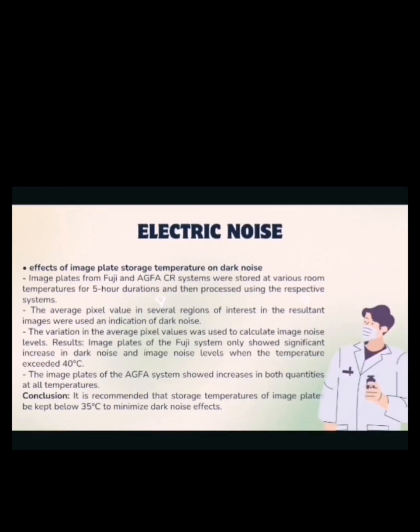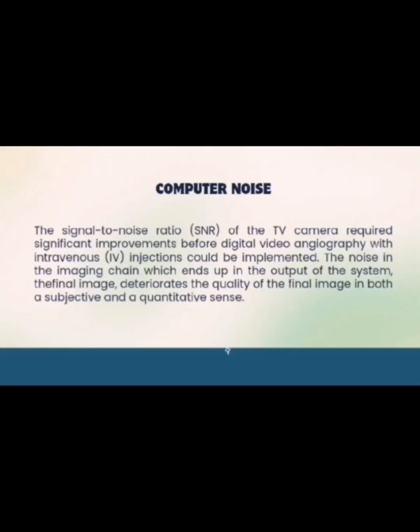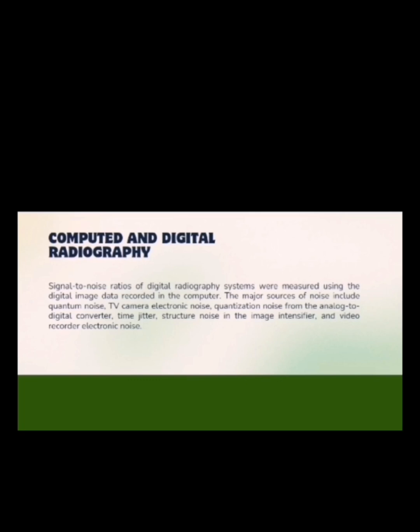The noise in the imaging chain ends up in the output of the system. The final image deteriorates, and the quality of the final image suffers in both a subjective and a quantitative sense. The signal-to-noise ratio, SNR, refers to the ratio of the strength of the signal, the useful information such as the X-ray image, to the level of background noise present in the image.